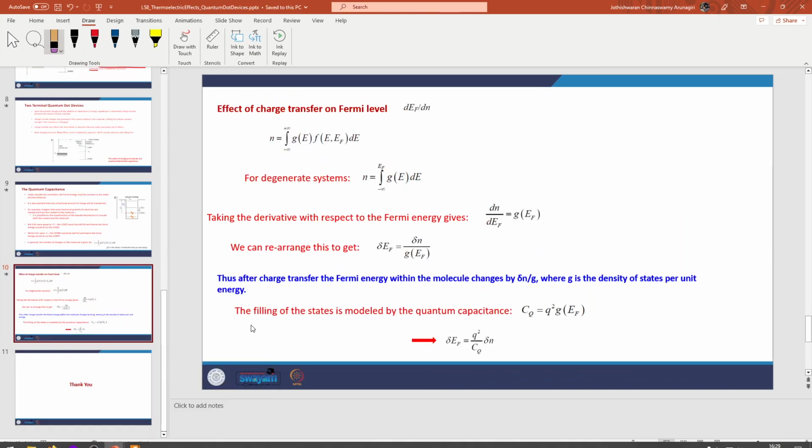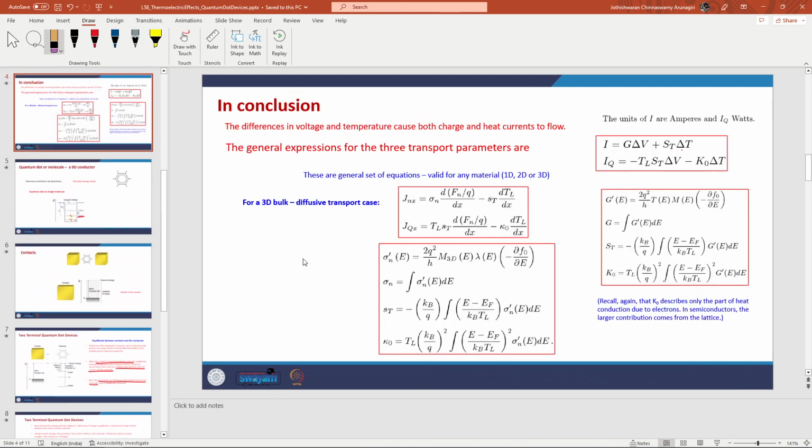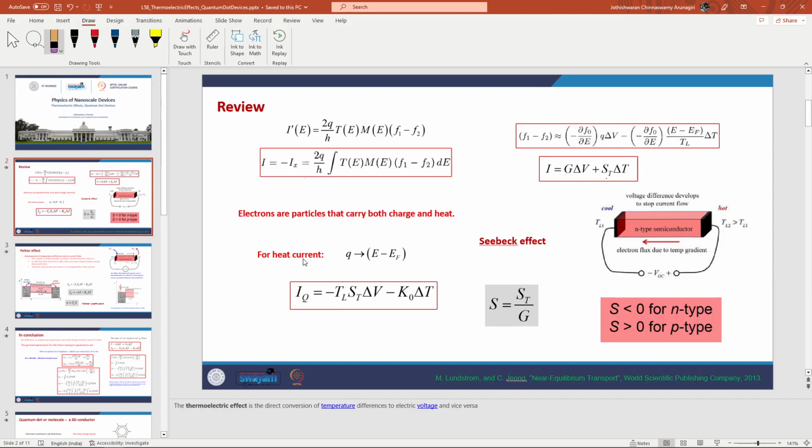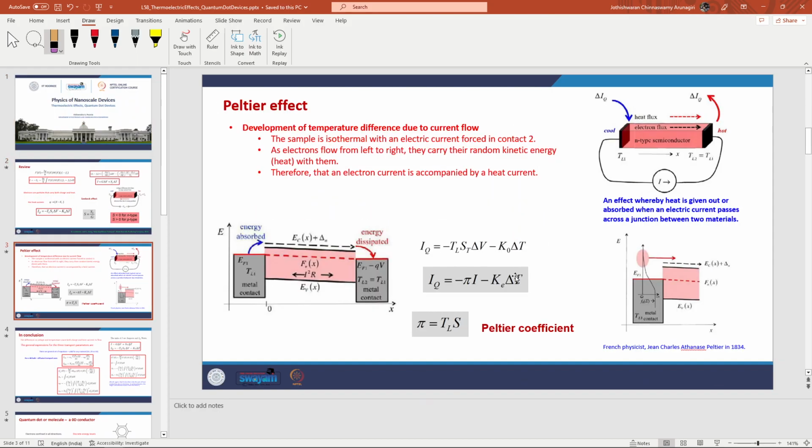Now we come to the last set of slides that we shall look at for today. Again, this is a review of what was done previously.